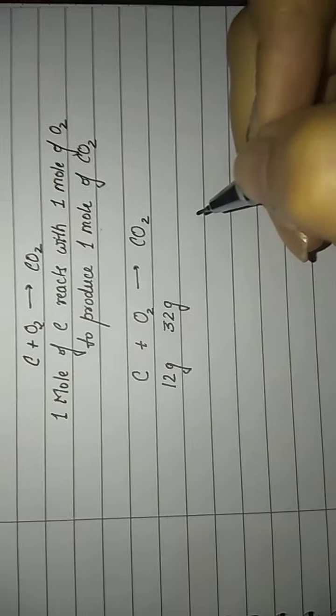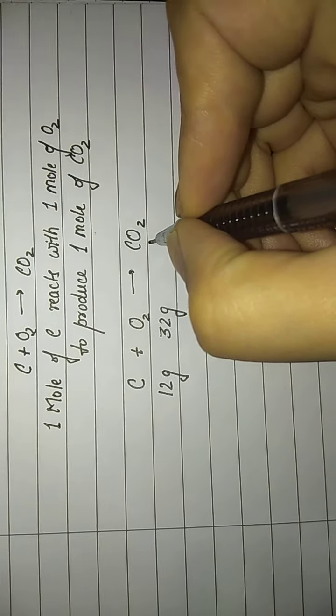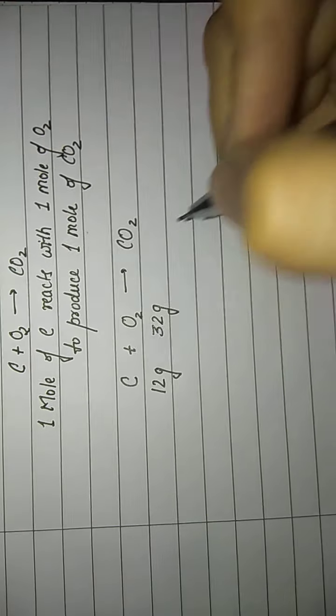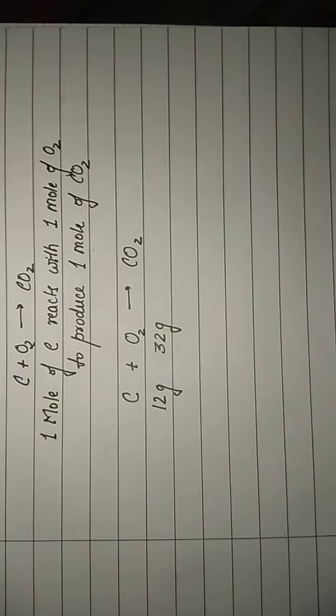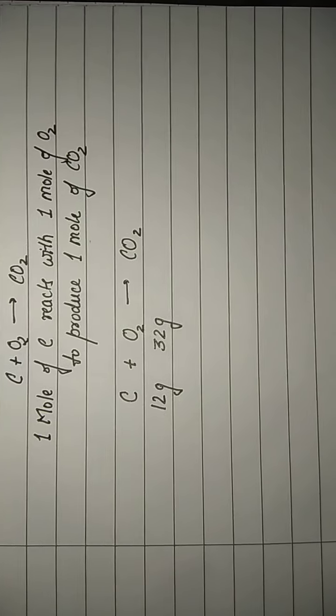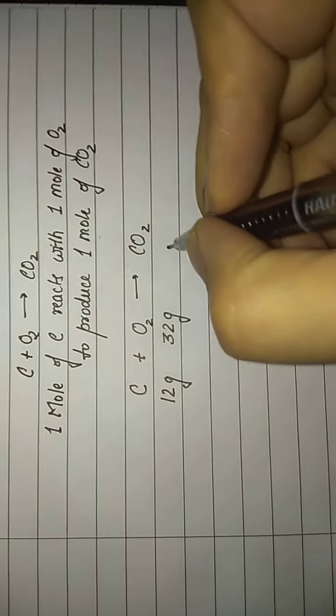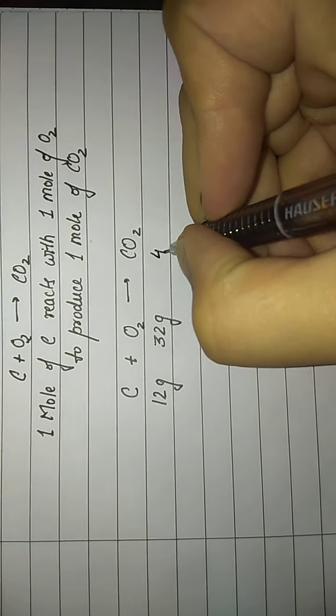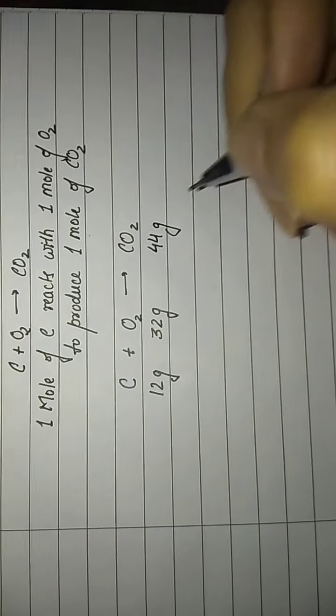Okay, carbon dioxide. 1 mole of carbon dioxide. How will I find the mass of carbon dioxide? We have learned in class 9th how to calculate molar masses. So I am directly writing 44 grams. You can calculate it on your own.